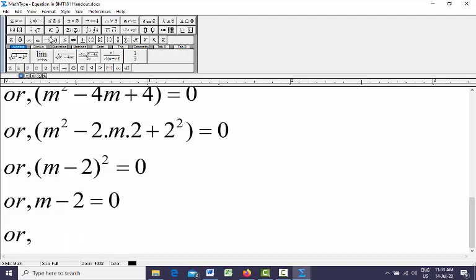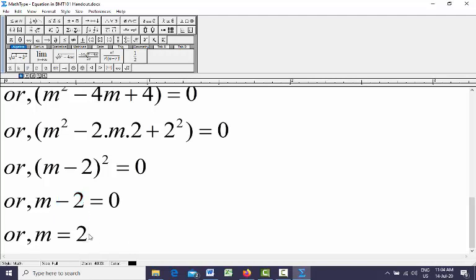So now we can write m is equal to 2, because if you move 2 to the right hand side, first of all, see here, (m minus 2) square is equal to 0. So if you take the square root of 0, it's still 0. So that means we can write m minus 2 is equal to 0. Now if you move this minus 2 to the right hand side, you get 2 here. So m is equal to 2.